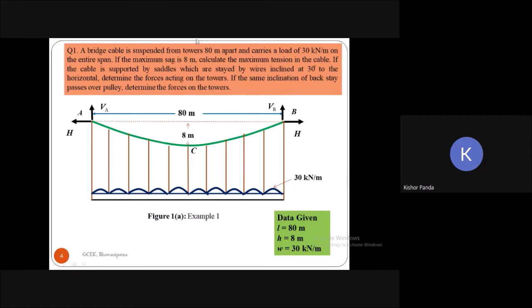So here you have to find the maximum tension in the cable. Then, if the cable is supported by saddles, which are stayed by wires inclined at 30 degrees to the horizontal, the angle alpha is given, you have to find the forces acting on the towers. And also, if the same inclination of back stay passes over a pulley, you have to find the forces acting on the tower.